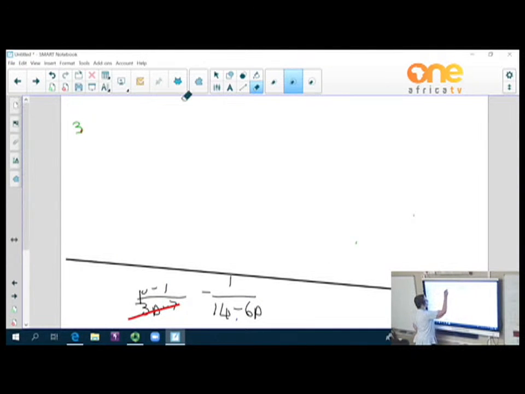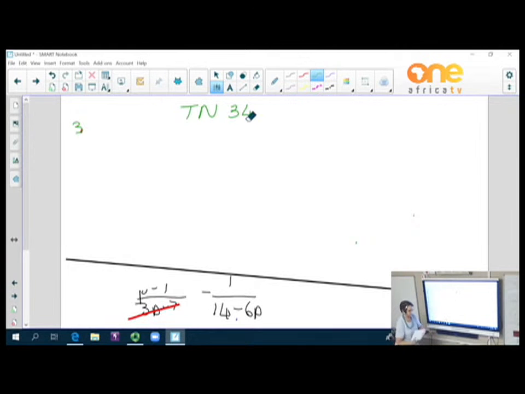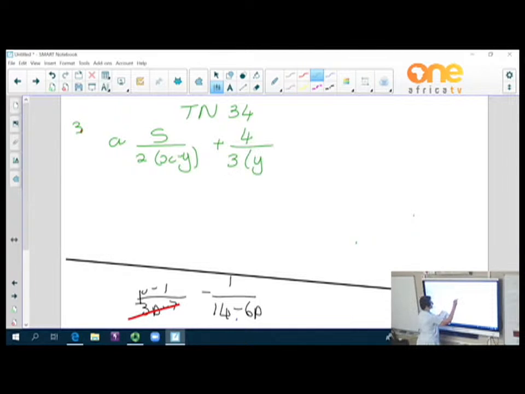Right, so we continue now with try now 34. We're looking at the first one there, number A. So 5 over 2x minus y plus 4 over 3y minus x. Okay, so we need to find the LCM, but now we've got a problem here because here we have x minus y and there we have y minus x, so our signs differ.